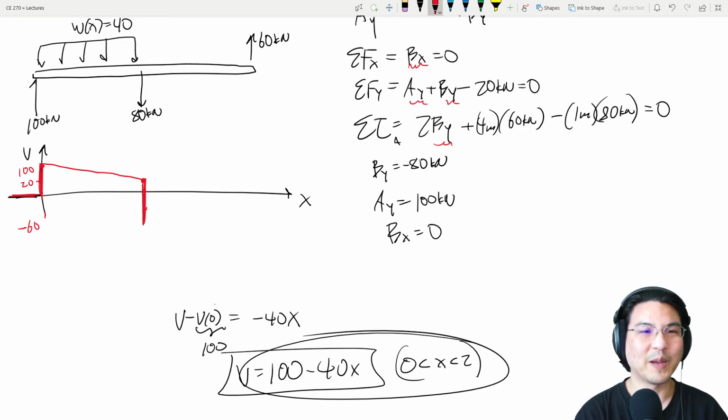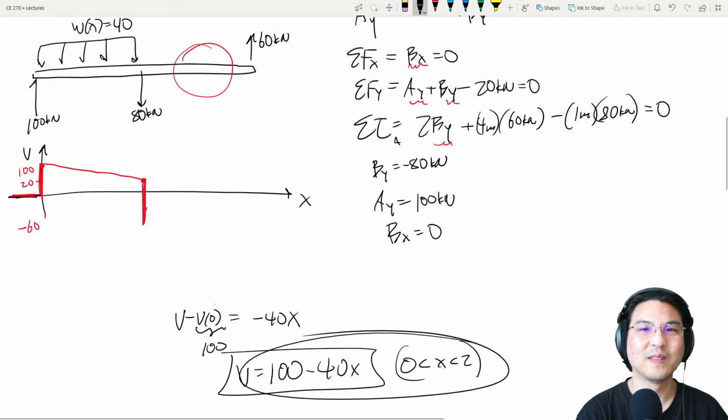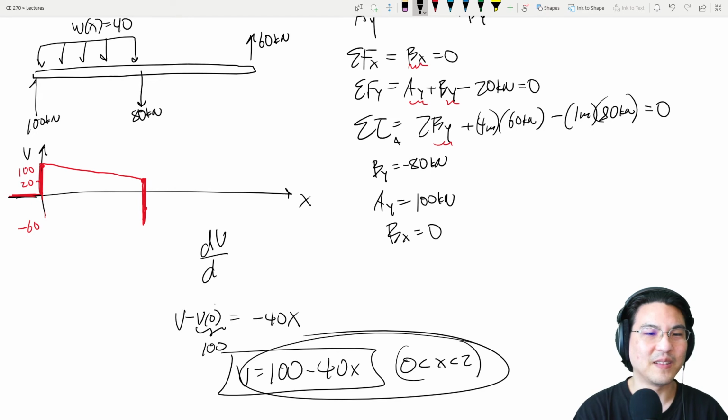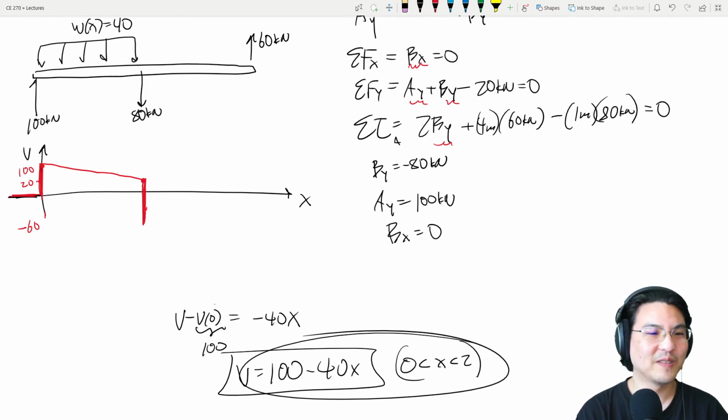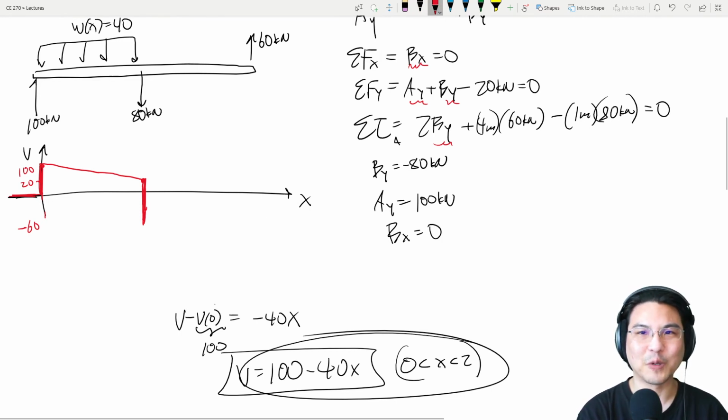Okay, and then now what happens over here? The distributed load here is 0. So then dv dx equals 0. And what does that mean? The derivative of v is 0 means v is constant. So it was negative 60, and it will continue to be negative 60 because it's constant.